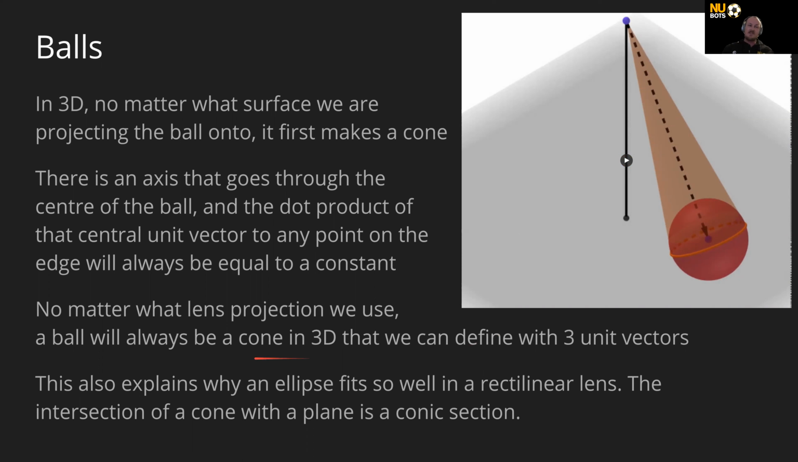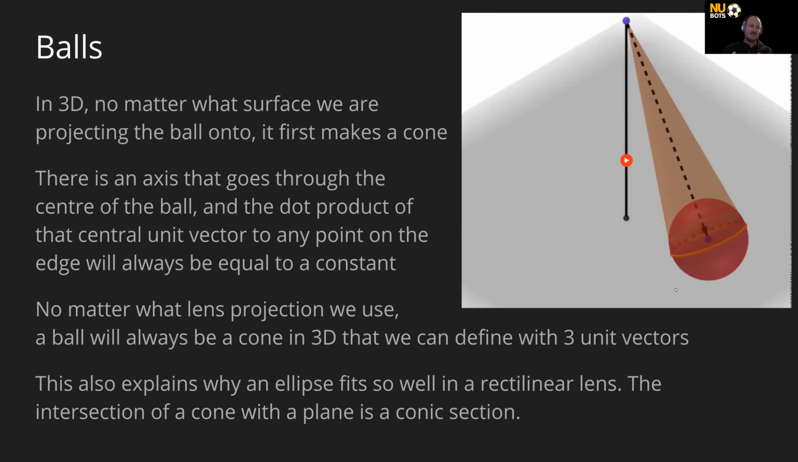Interestingly, this also explains why an ellipse fits so well in our original example, because we're taking a cone and cutting it with a rectilinear plane. And when you cut a cone with a plane, you get a conic section, like a circle or an ellipse. So that's why those fit so well in that scenario. But you don't need 5 points to find it, you only need 3.